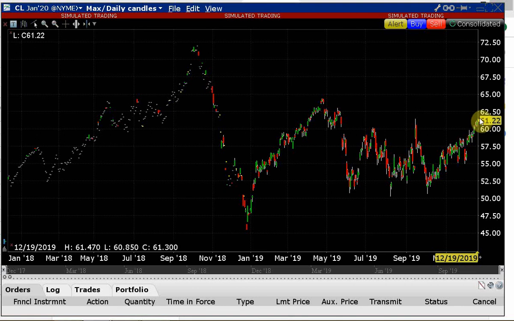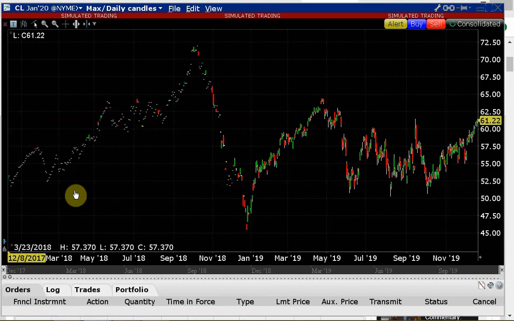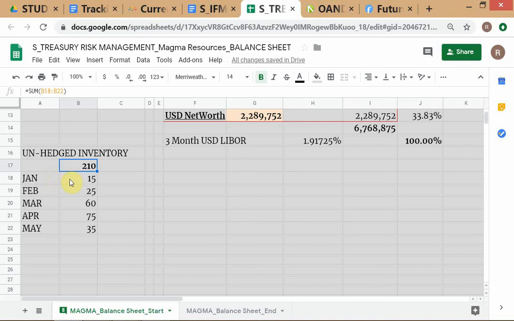Your view is that the market is toppish at this point. The market is likely to drop straight back to 50, so you better hedge your entire position, right? In this example, your position is 210 contracts, because this is the sum of all these positions. So now you have a choice. Jan, Feb, March, April, May. Jan is very close, so you can take that risk. Feb, March, April, May. Now you have a choice.